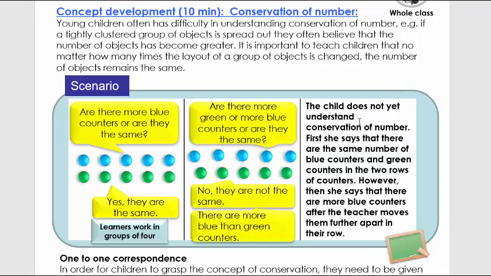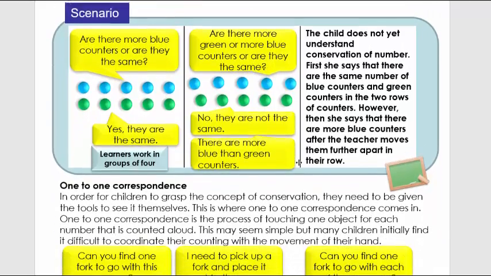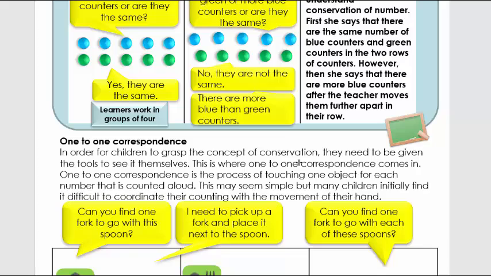The child does not yet understand conservation of number. First, she says that there are the same number of blue and green counters in the 2 rows of counters. However, then she says that there are more blue counters after the teacher moves them further apart in their row. So very important that you check this concept and you help your child with that.